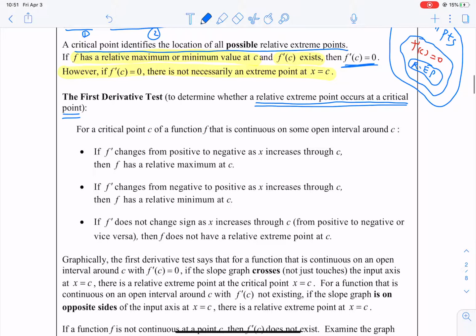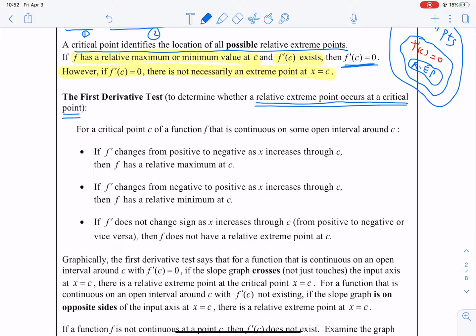So this is why we use the first derivative test to determine, now we have a lot of relative extreme points. So we have a lot of critical points, and we want to pick up the relative extreme points from the critical points. So if you are given a function graph, the first step will be, okay, how many critical points are in this function graph?